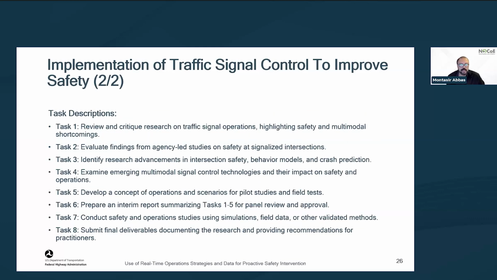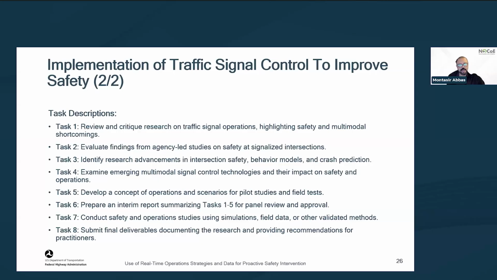And then the task, again, all of them have the idea of you need to review and critique current research and past research before you can build on the new research that you want to do here. And also looking at the findings from agency-led studies on safety, so we can incorporate the advancement that they have, especially with the case studies that we have talked about and the people that we discuss with.